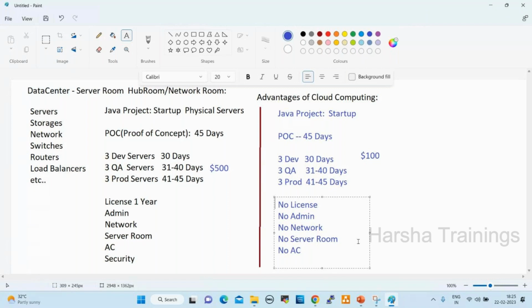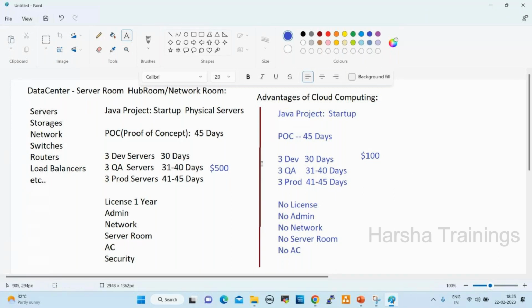So these are the major advantages of cloud. That is why most of the project teams who are using physical data centers and physical servers are migrating their applications to cloud data centers and cloud servers. Currently in our project, 5 years back, we used to use 1,000 servers in our data center. Currently we don't have 1,000 servers. We have only 30 servers because we migrated to cloud.